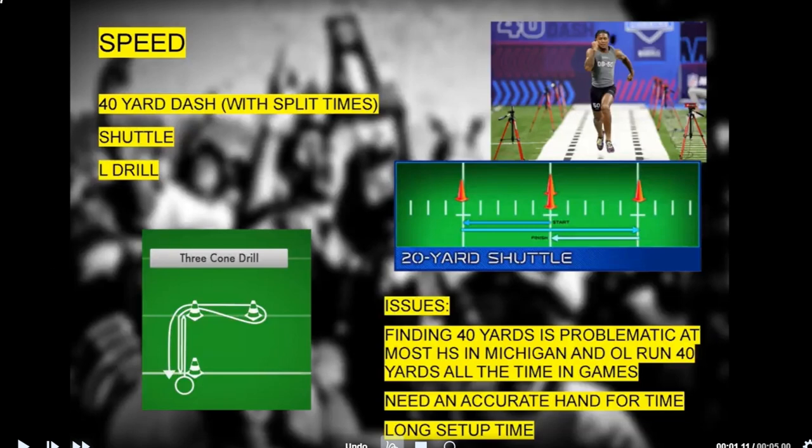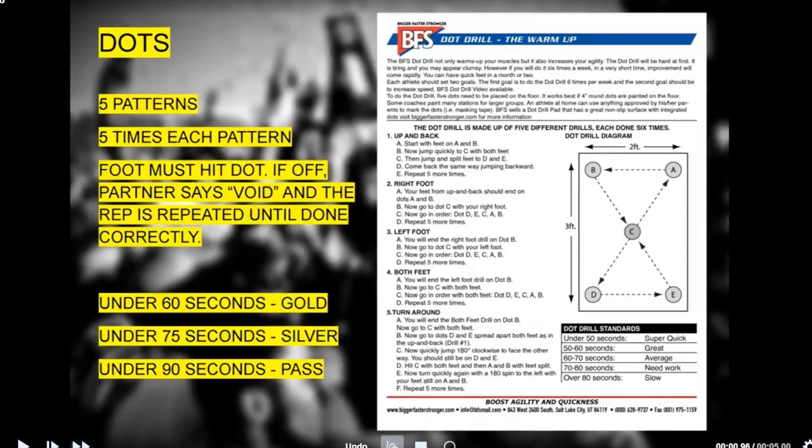So in terms of training for speed, we have the dots here, and this is straight out of Bigger, Faster, Stronger. All right. Definitely a lover of this. This was my high school training. And I'll kind of explain to you how I landed on this stuff.